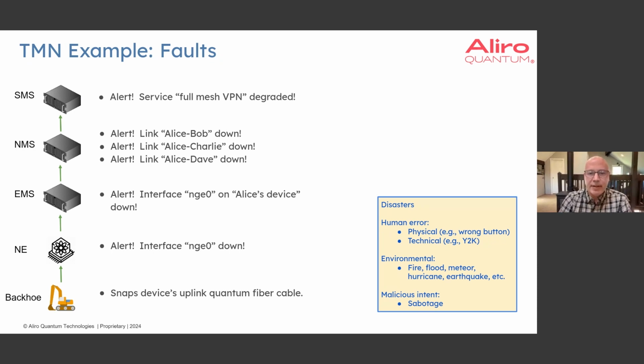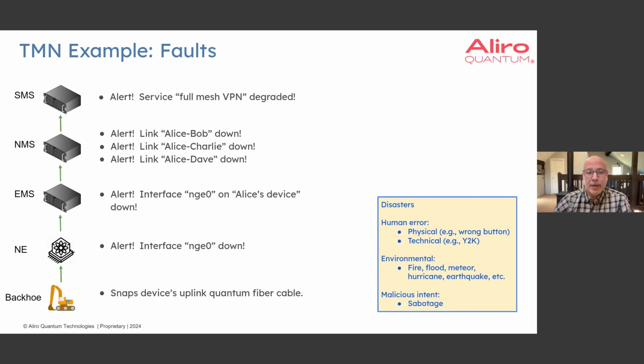Next, we'll talk about faults. Going bottom up, we have a backhoe which snaps a device's uplink quantum fiber cable. This is a disaster, having one of your cables interrupted. There's other disasters though. There's human error, for instance, pressing the wrong button, or technical errors such as Y2K, environmental issues such as fire, flood, meteor, hurricane, earthquake, or even malicious intent like sabotage.